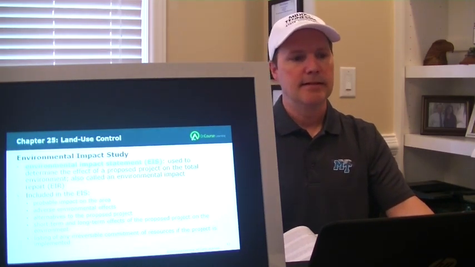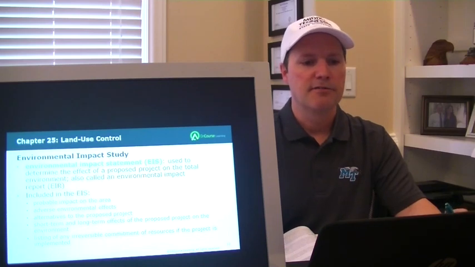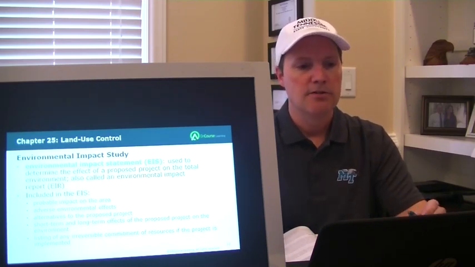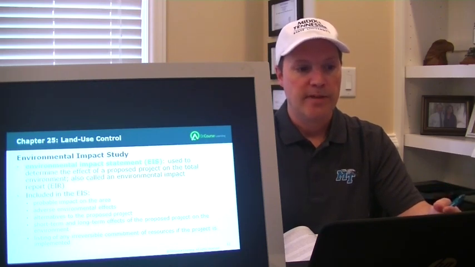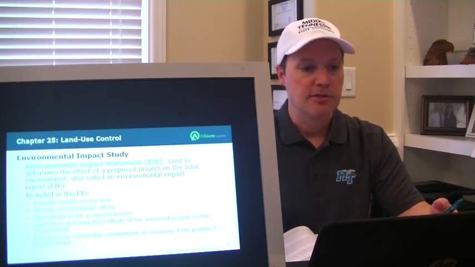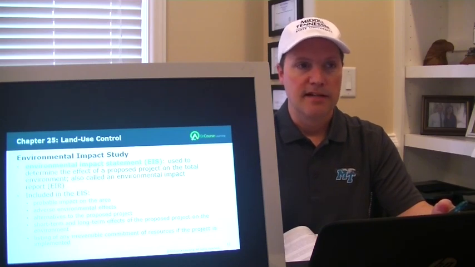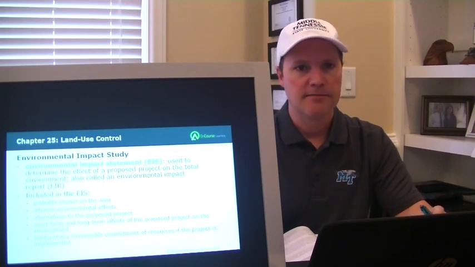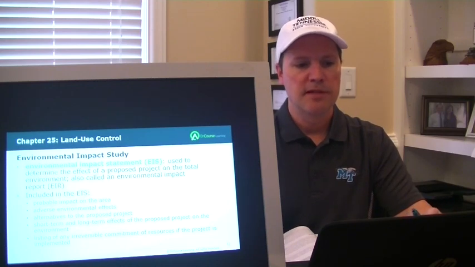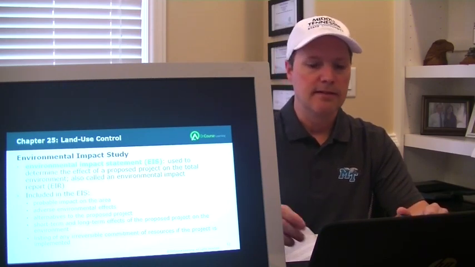Environmental impact study. Okay? An environmental impact study is used to determine the effect of a proposed project on the total environment, also called an environmental impact report. Okay? The EIS includes the probable impact on the area, adverse environmental effects. Okay, that's huge these days. Everything's about the environment, so you have to make sure that you're not doing anything to even the turtles that are walking by. You've got to make sure that they have access to be able to cross. Alternatives to the proposed project, short-term and long-term effects of the proposed project on the environment. Again, a listing of any irreversible commitment of resources if the project is implemented.